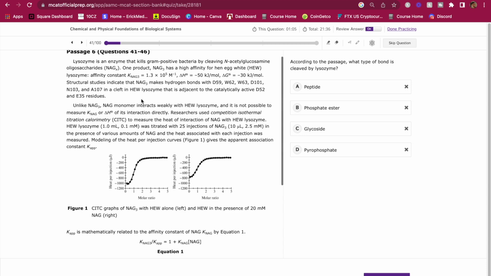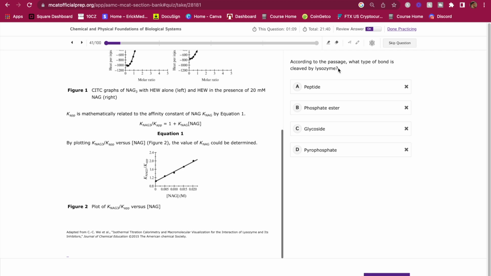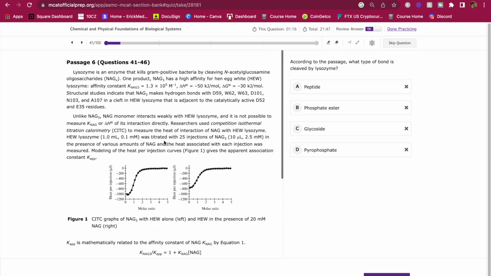I'm going to show you guys where to highlight, how to not get lost in the details, how to pick the best answer. Not the right answer, but the best answer, because that's what the MCAT looks for. I'll show you how to get all the questions right.